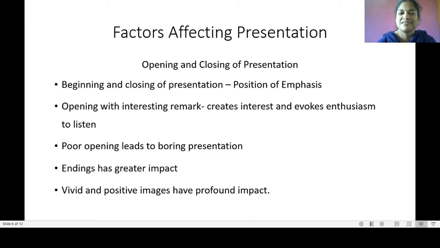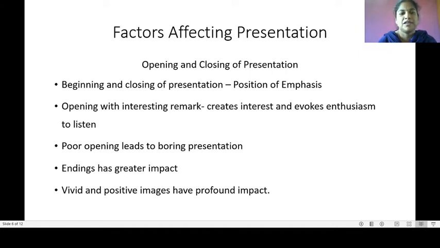Opening with an interesting remark creates interest and evokes enthusiasm to listen. Yes, in order to grasp the attention of the audience, a good opening helps the presenter. Always start the presentation with an interesting remark. This automatically creates an enthusiasm or urge to listen.